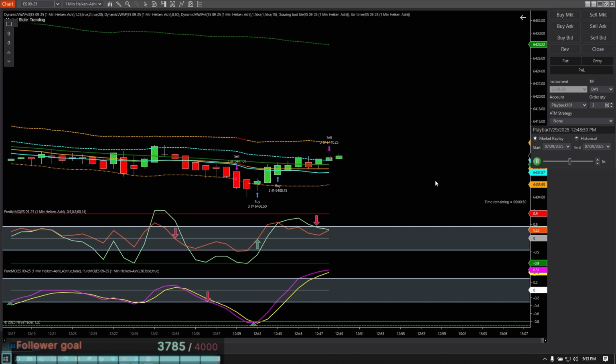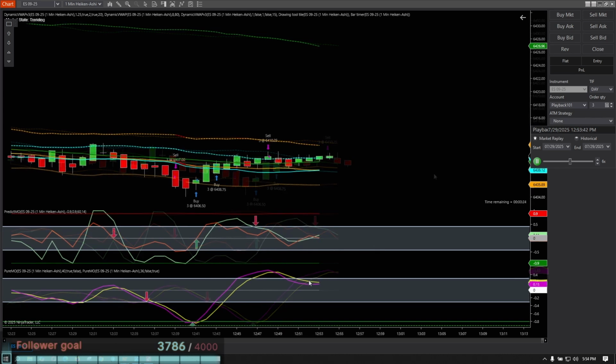Nice, simple trade. It wasn't a big move, but if you hop off, you're not going to lose money taking profits right there. Nothing happening here with momentum. Nothing happening here with this.